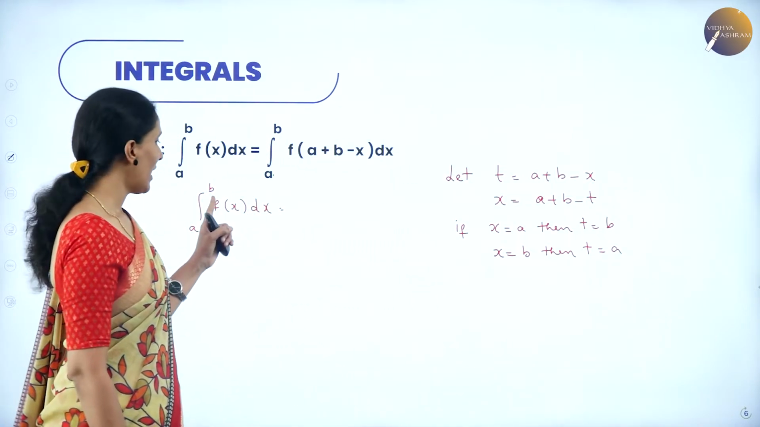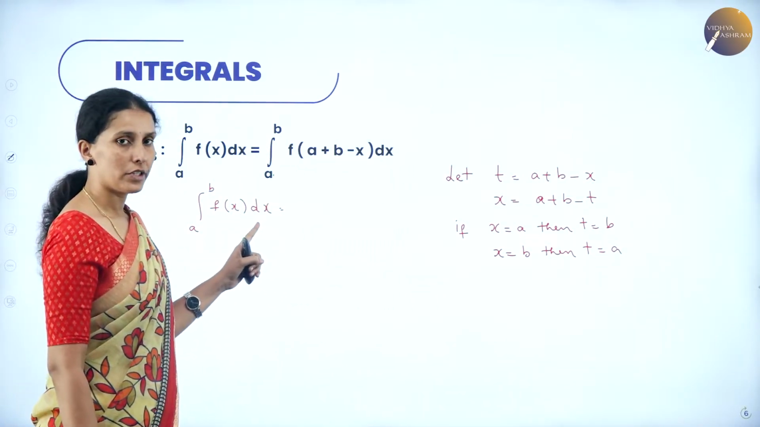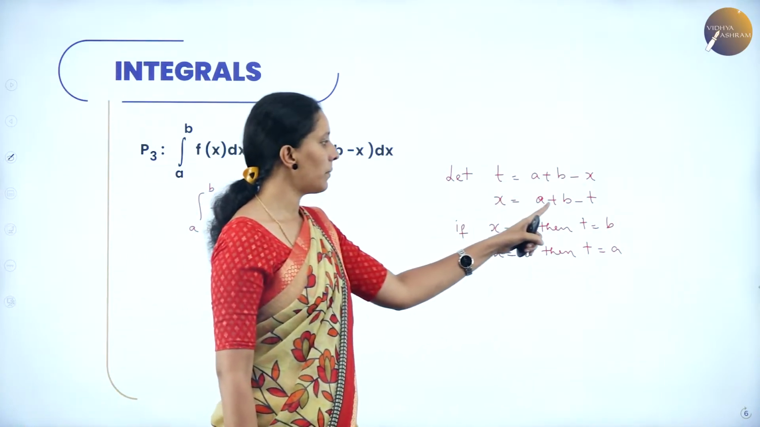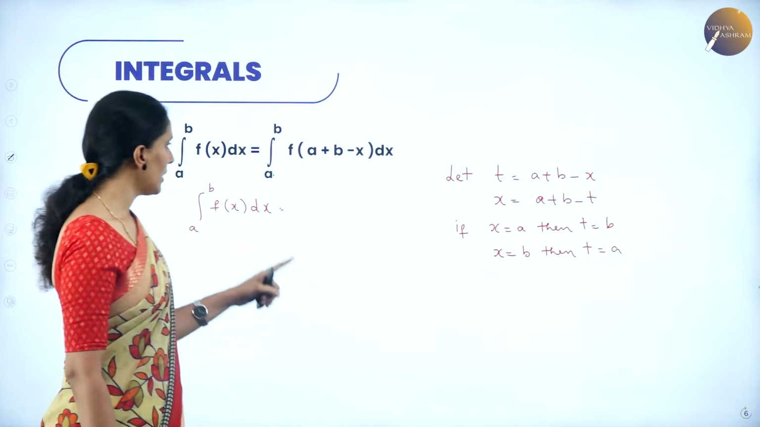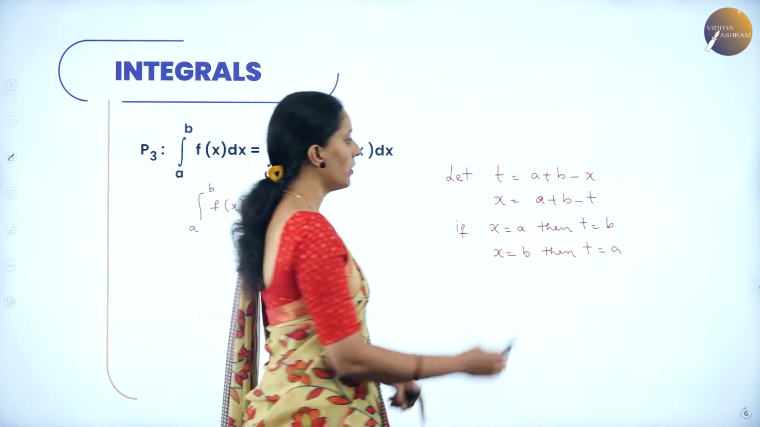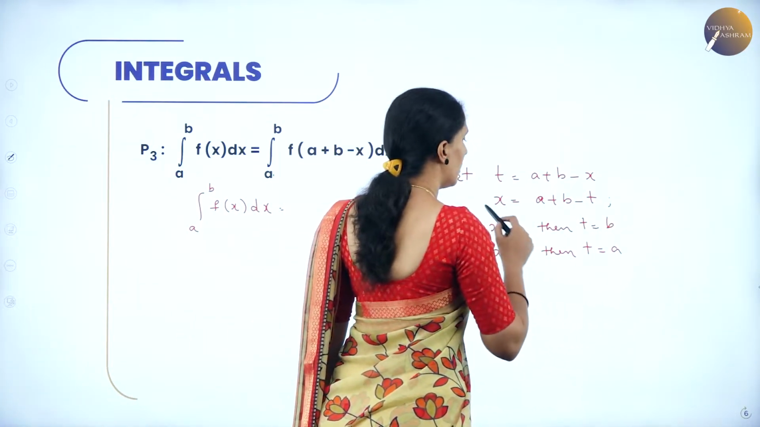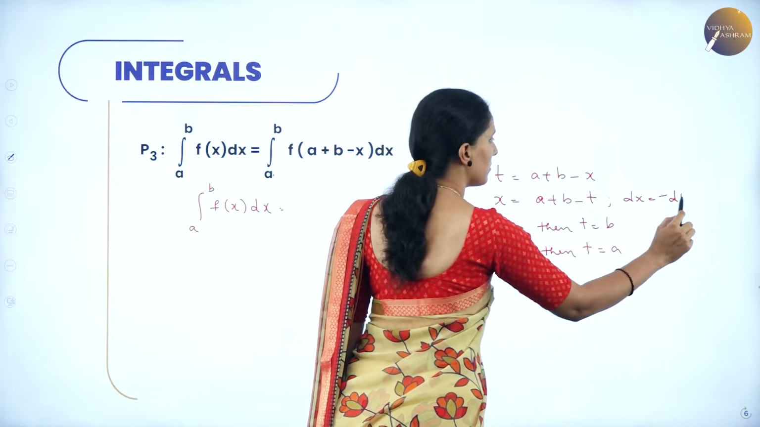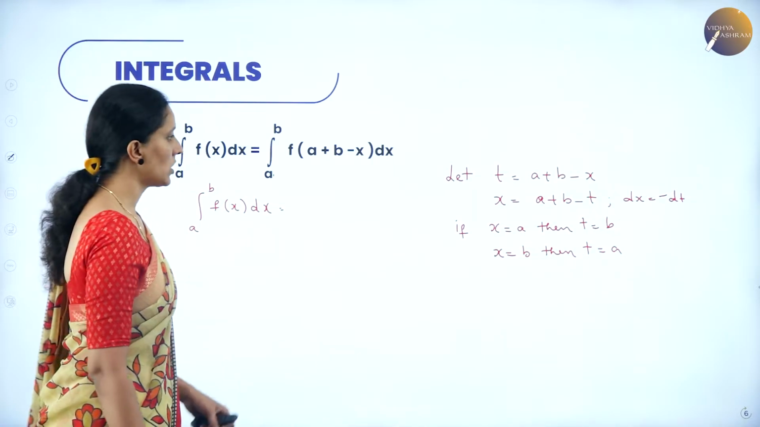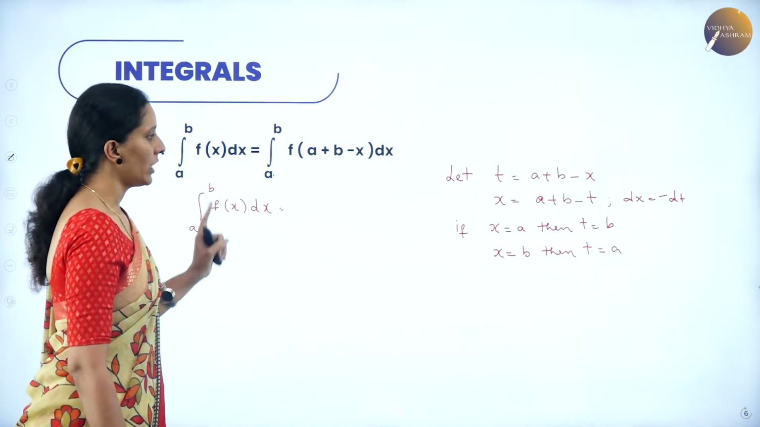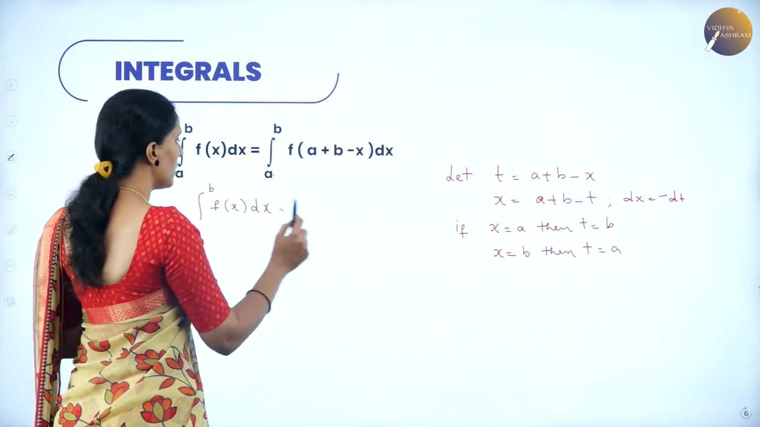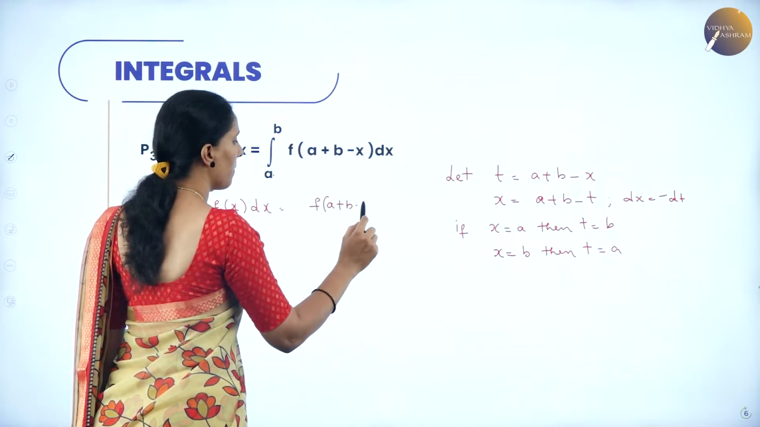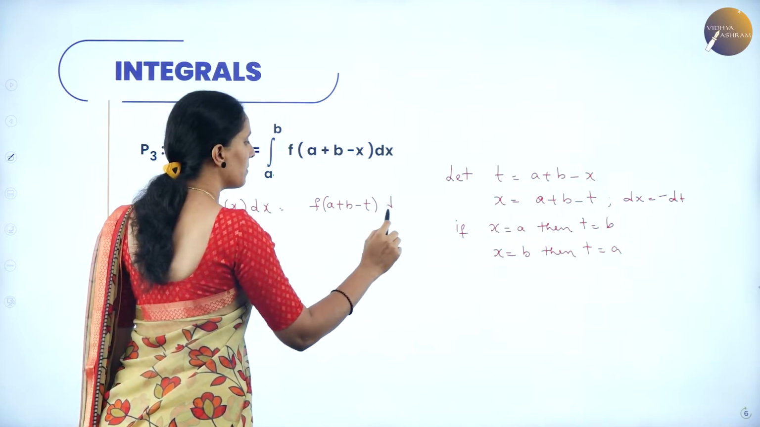Now we know that we can change the variable of the function here. So in the place of x, you can write a plus b minus t, and in the place of dx, if you differentiate this, what will you get? dx is equal to minus dt. Therefore, you can change the variable of the integral so that f of x becomes f of a plus b minus t, and dx becomes minus dt.